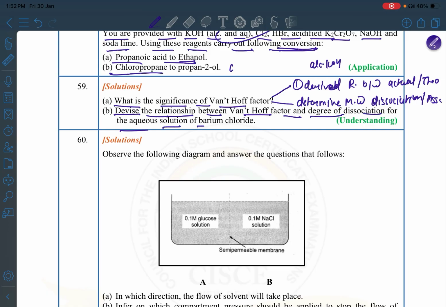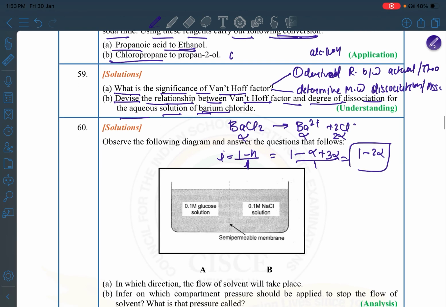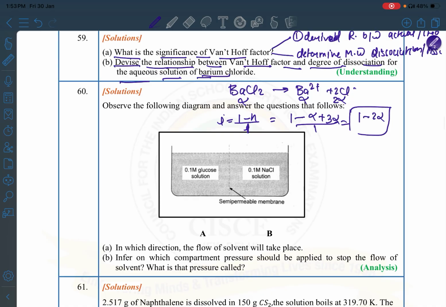Okay. The second question is basically: derive the relationship between van't Hoff factor and degree of dissociation for the aqueous solution of barium chloride. Barium chloride is BaCl2. It will convert into Ba2+ and 2Cl-. If the degree of dissociation is alpha, then we get alpha and 2 alpha. So i equals 1 minus alpha plus 3 alpha, divided by 1, so it becomes 1 plus 2 alpha. So this is the van't Hoff factor. Okay, we simply derive it from the formula.